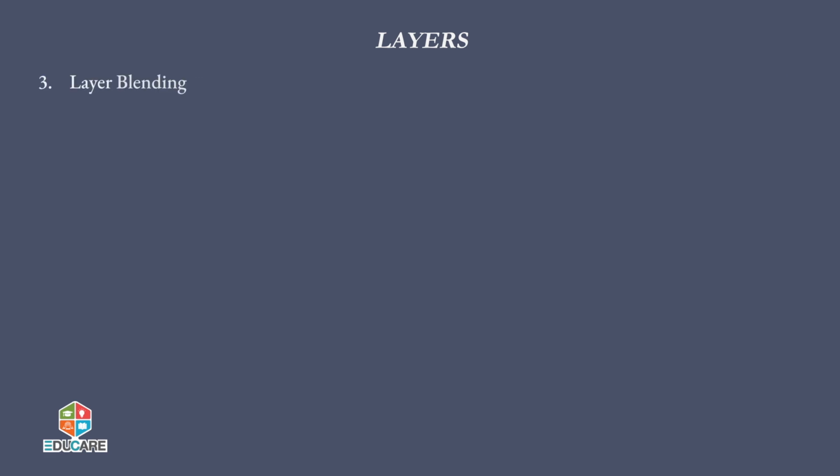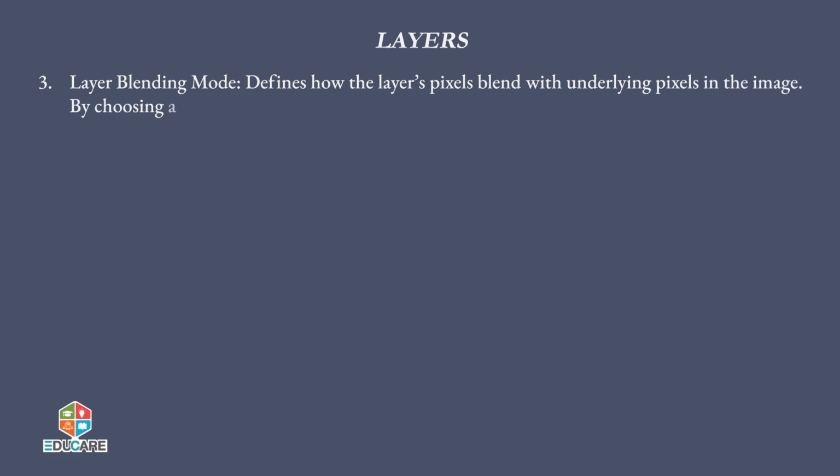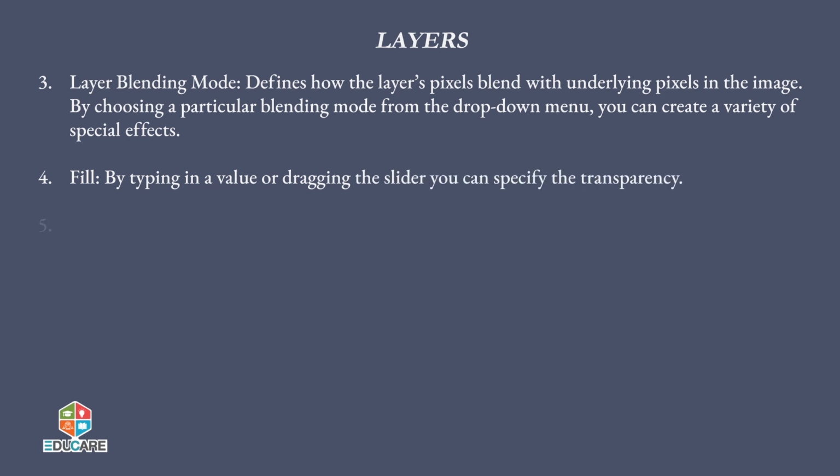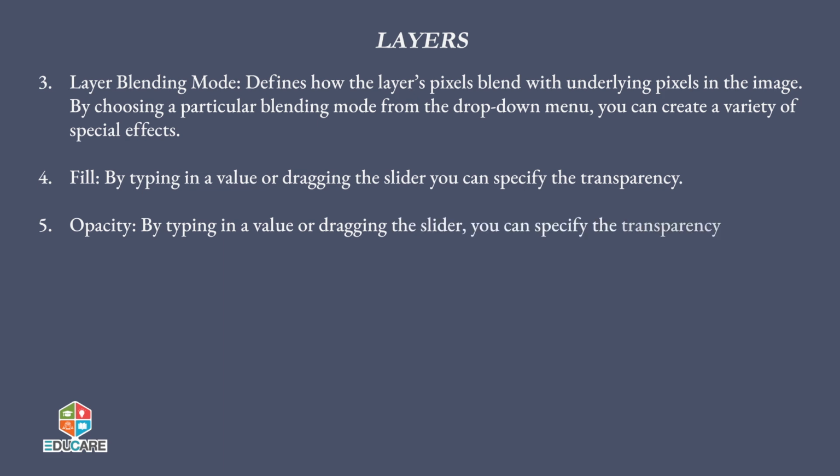Layer blending mode defines how the layer's pixels blend with underlying pixels in the image. By choosing a particular blending mode from the drop-down menu, you can create a variety of special effects. Fill. By typing in a value or dragging the slider, you can specify the transparency. Opacity. By typing in a value or dragging the slider, you can specify the transparency of the entire layer.